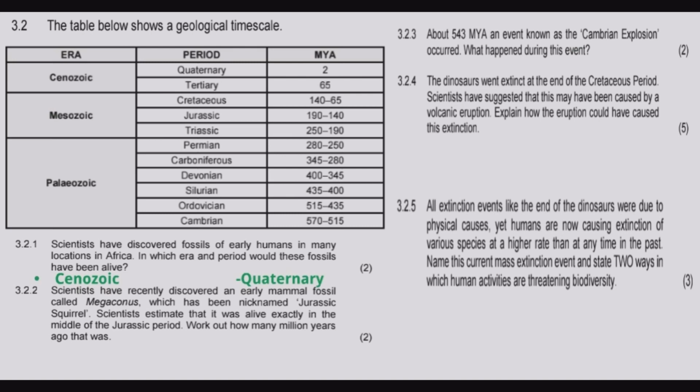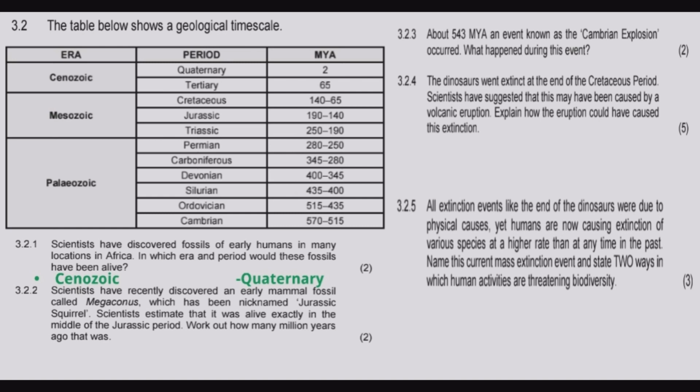We come to question 3.2.2. The question is, scientists have recently discovered an early mammal fossil called Megaconus, which has been nicknamed the Jurassic squirrel. Scientists estimate that it was alive exactly in the middle of the Jurassic period. Work out how many million years ago that was.